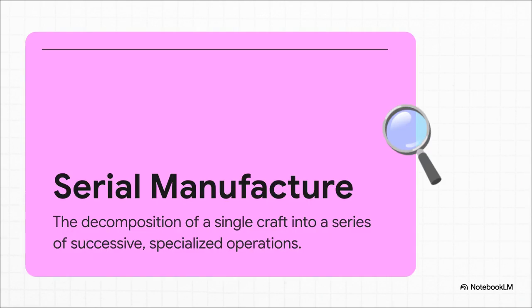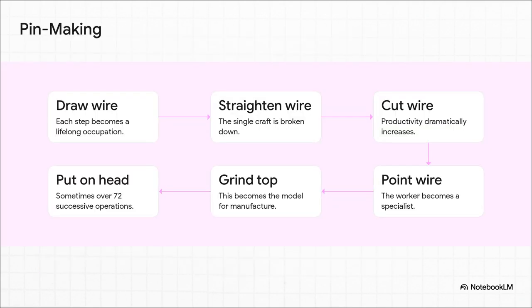Now, the second form is what Marx calls serial manufacture, and honestly, this one is even more revolutionary. Here, the logic is totally flipped. Instead of bringing things together, it's about taking one thing apart. A single craft gets systematically dismantled into a whole series of steps. Marx borrows Adam Smith's famous example of pin making, or in this case needle making, which could sometimes involve over 70 different distinct operations. The entire craft of the needlemaker is analyzed, it's broken down, and each tiny little step is given to a different worker who does nothing else. Drawing the wire, cutting it, pointing it, each one of those becomes a person's entire life's work.